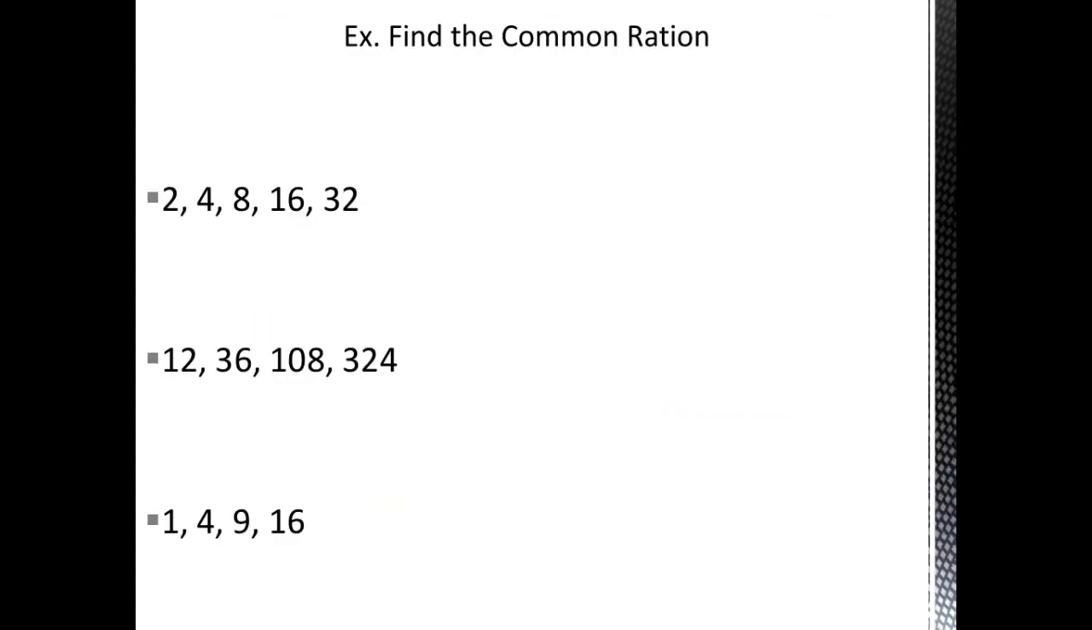Alright, so look at these three examples and see if you can find a common ratio between the numbers. Alright, let's see how we did. So looking at that first sequence, to go from 2 to 4, we multiply by 2. To go from 4 to 8, we multiply by 2. And 8 to 16, 16 to 32, each time we are multiplying by 2. So yes, this is geometric, and our common ratio is 2.